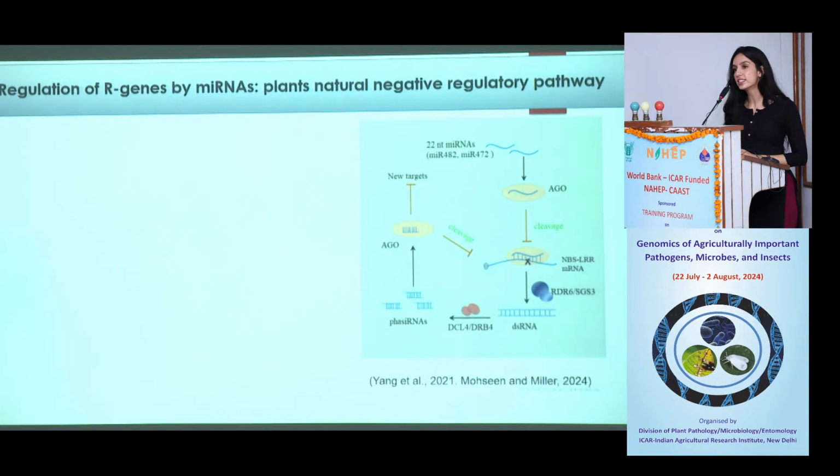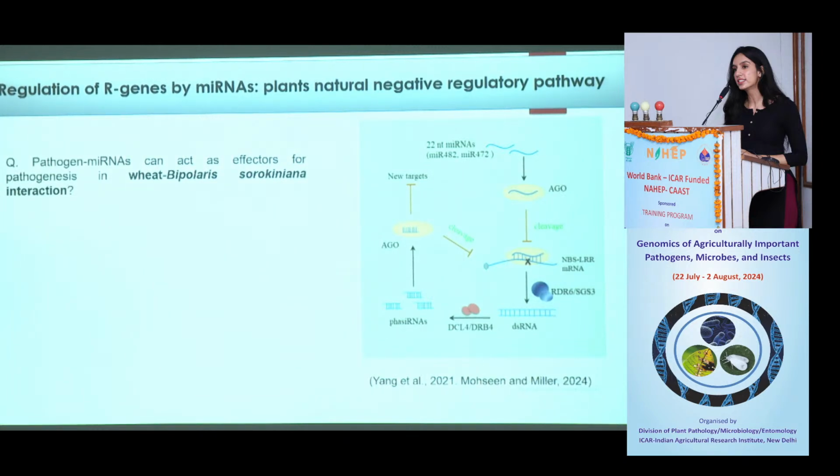And after the breakage of these NLR genes, the corresponding small siRNAs are produced, and they act as siRNAs, meaning they again lead to systemic silencing in the whole plant system. So two questions arise here.